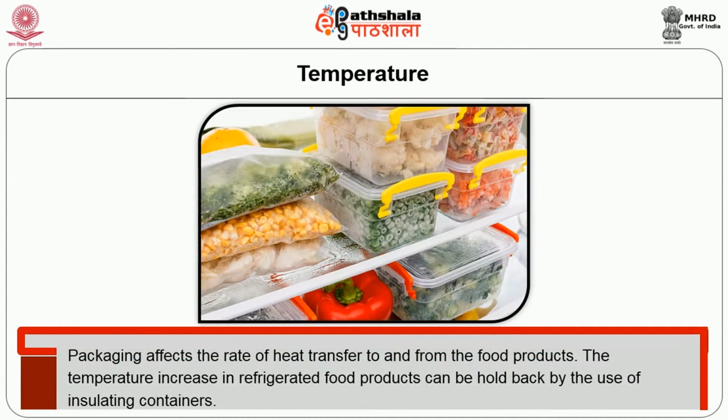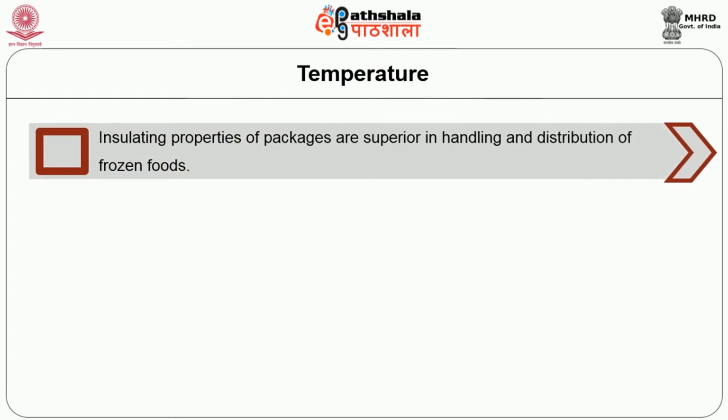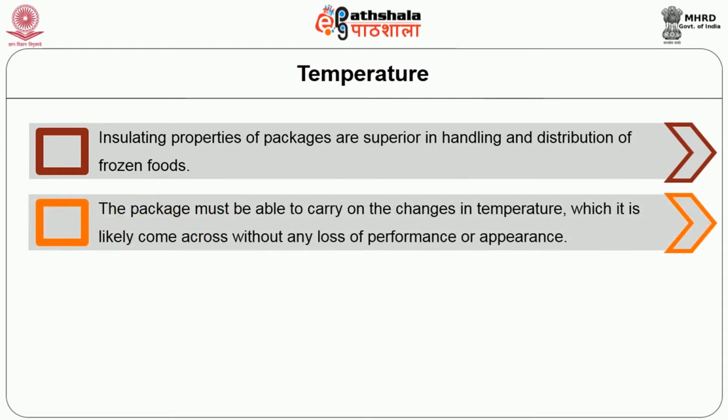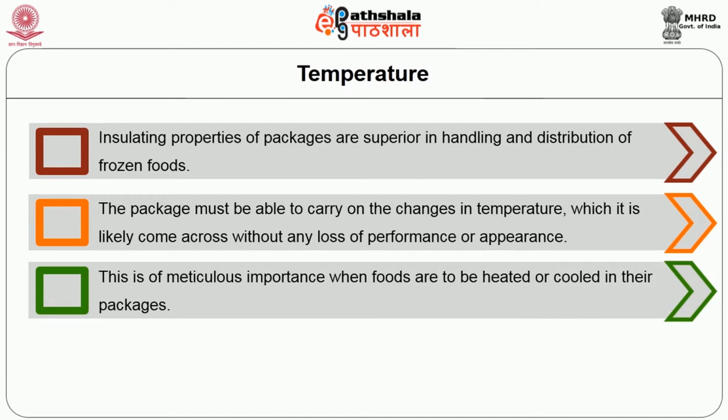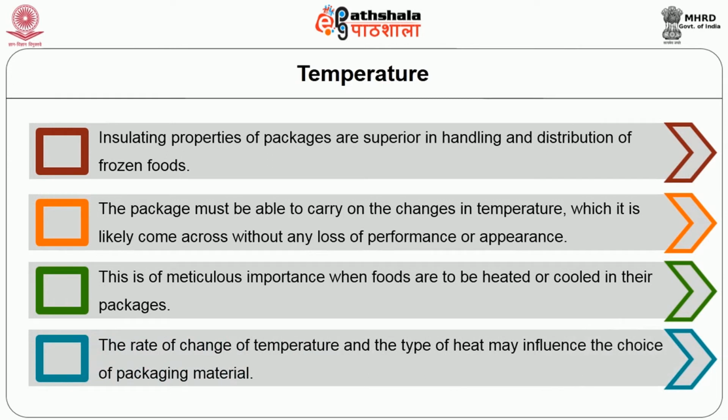The next parameter is temperature. Packaging affects the rate of heat transfer to and from the food products. Temperature increases in refrigerated food products can be held back by the use of insulating containers. Insulating properties of packages are superior in handling and distribution of frozen foods. The package must be able to withstand the changes in temperature which it is likely to encounter without any loss of performance or appearance. This is of particular importance when foods are to be heated or cooled in their packages. The rate of change of temperature and the type of heat may influence the choice of packaging material.